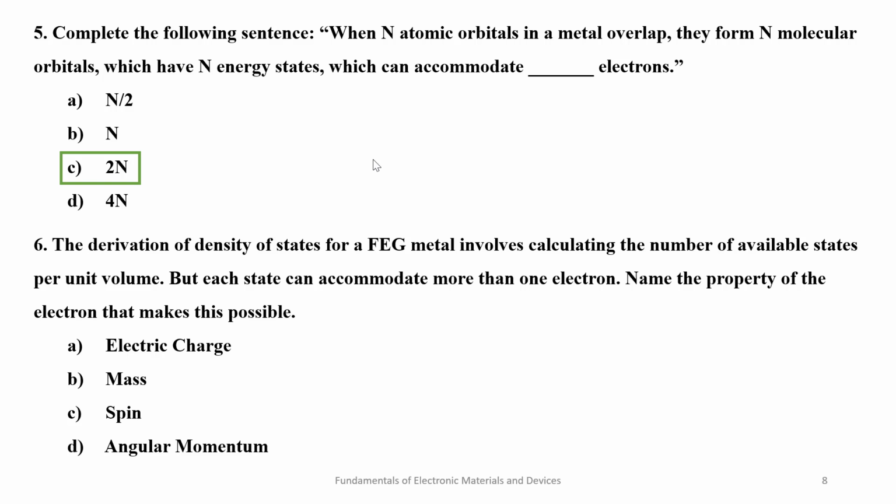So next is, the derivation of density of states for an FEG metal involves calculating the number of available states per unit volume. But each state can accommodate more than one electron. Name the property that makes this possible. I've just given the answer to this. Someone has mentioned Pauli's exclusion principle. So in that case, can anybody tell me the answer to question 6? Ma'am, spin. Yeah. Any other answers?